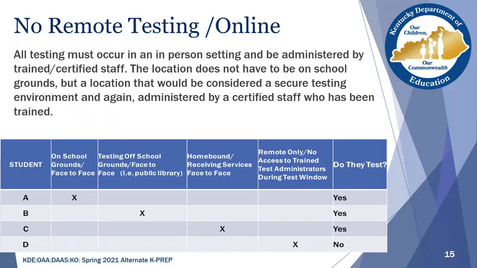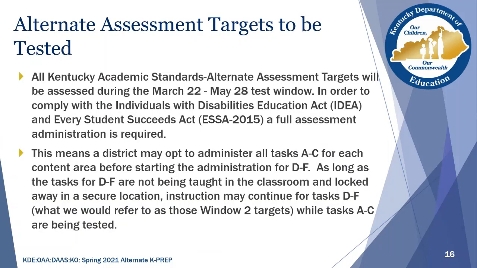Slide 15 again shares the graph that was shown on slide 8. The intention is to note that the alternate assessment does not offer online testing or any type of remote testing where a certified test administrator is not available. So for the alternate assessment, the student must be accessible in person for a face-to-face administration. Again, the proper social distancing and masking requirements must always be followed.